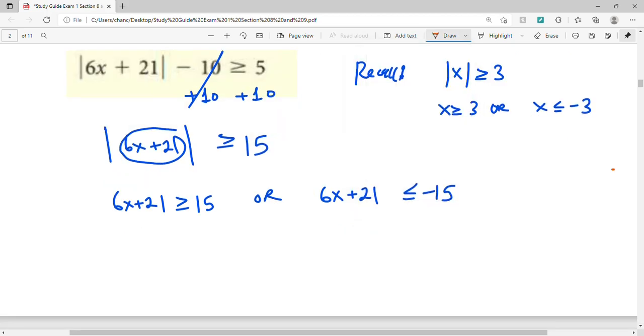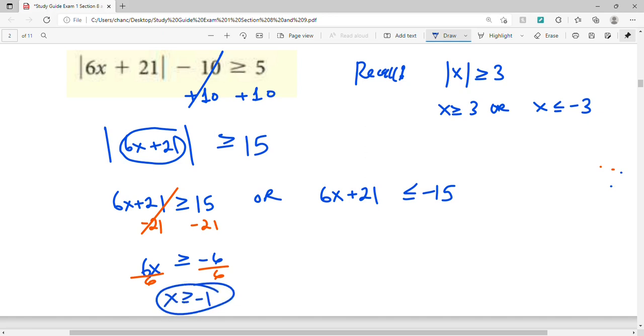Let's add or subtract to both sides now. We'll subtract 21 to both sides in this case. And so 6x is greater than or equal to negative 6. Let's divide both sides by 6. And so x is greater than or equal to negative 1. So this is half our solution.